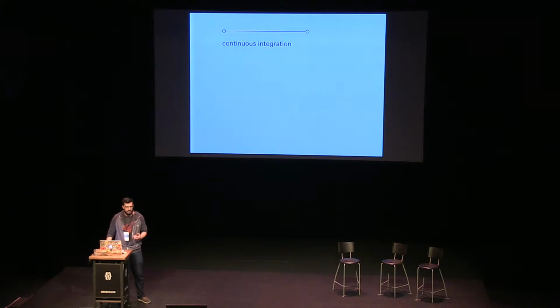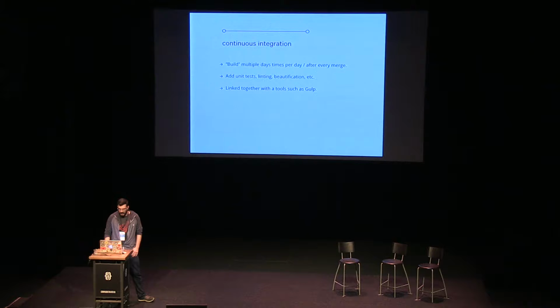On the continuous integration side, we want to be building multiple times per day, on every merge and commit, on every PR. As part of that, we also want to ensure that our unit tests, our linting and beautification are being run. All of this is linked together with tools like Gulp, Grunt, Webpack, npm scripts, or whatever you have in your build process. And then finally, you have your CI server. There are lots out there: Travis, Jenkins, CodeShip. One of the ones that we like at Wrangle is CircleCI. The reason we want to do this is to keep our master always in a good state, clean, and deployable.